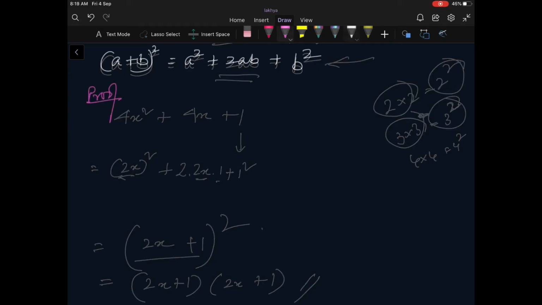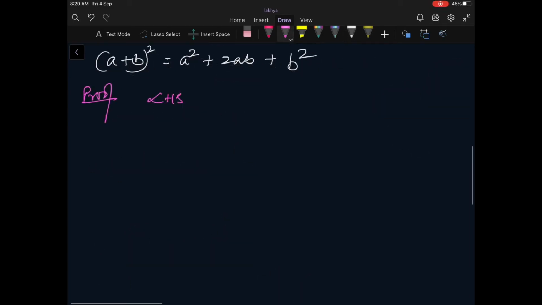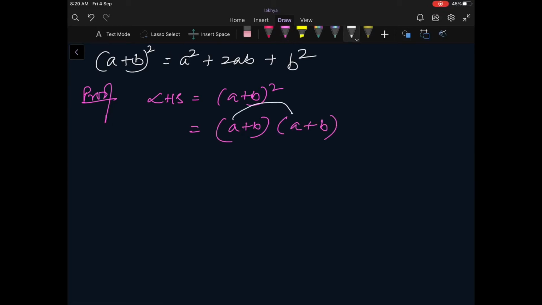So in order to prove this identity, let me take the left hand side first, (a + b) whole square, which can be written as (a + b) into again (a + b). Now let's multiply these two. A into a gives a square. Then a into b gives ab. Again b into a is ba, which also can be written as ab.